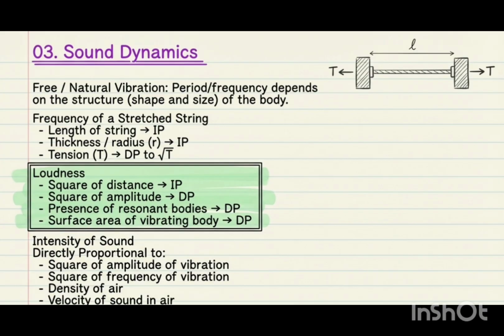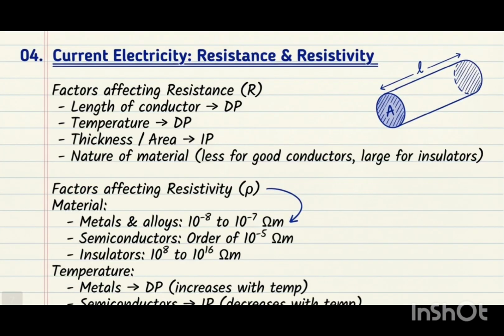Now let's move to electricity. One of the most fundamental principles here is Ohm's law. According to Ohm's law, if the temperature remains constant, the potential difference across a conductor is directly proportional to the current flowing through it. Mathematically, this relationship is written as V equals I multiplied by R.